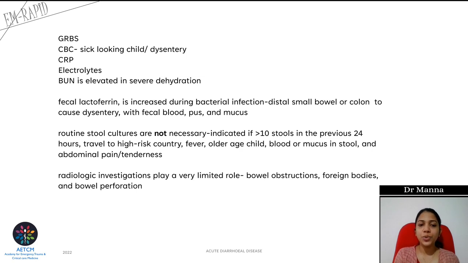Routine stool cultures are not indicated, but stool cultures are sent only if there are more than 20 stools a day, or if there is a history of travel to an endemic area, or if there is a history of fever or blood in stools, or if the patient is having severe abdominal tenderness. And radiological investigations have only a very limited role. Only if we are suspecting a surgical abdomen will we go for a radiological investigation to rule out any bowel obstruction, foreign bodies, perforations like that.